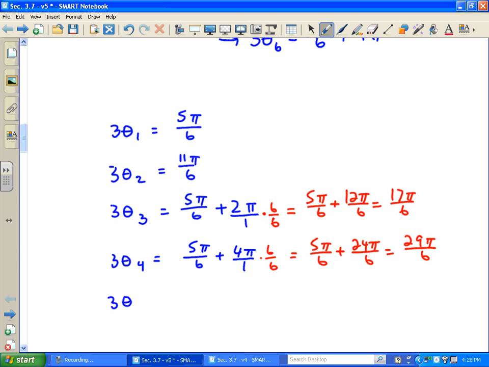3 theta sub 5, that referred back to the 11 pi over 6. I needed to add 2 pi. I need a common denominator, multiply once again by 6 over 6, and so we'll have 11 pi over 6 plus 12 pi over 6 equals 23 pi over 6.